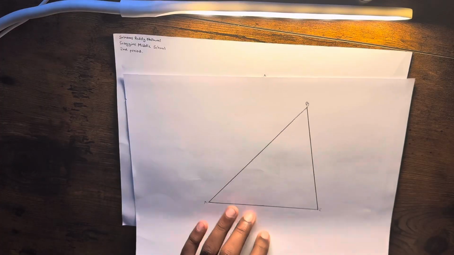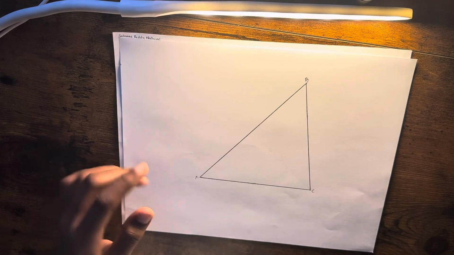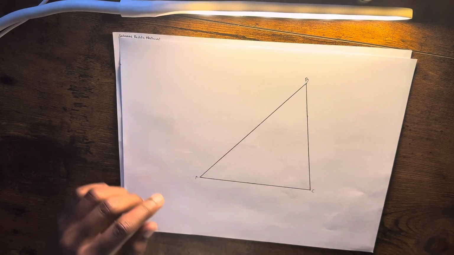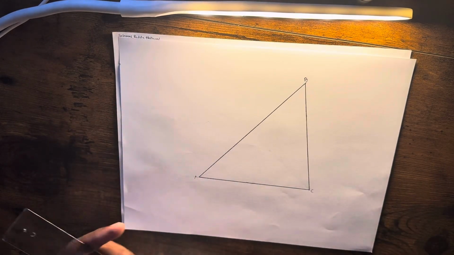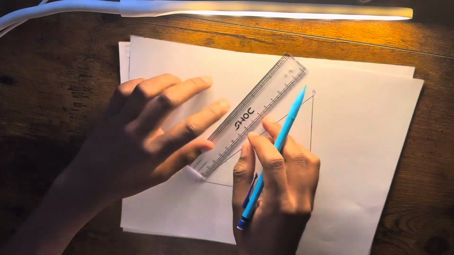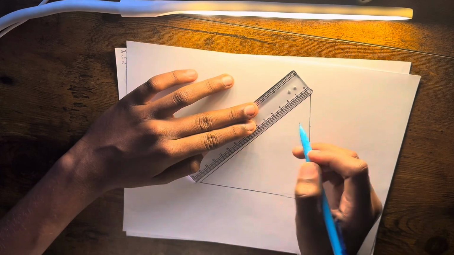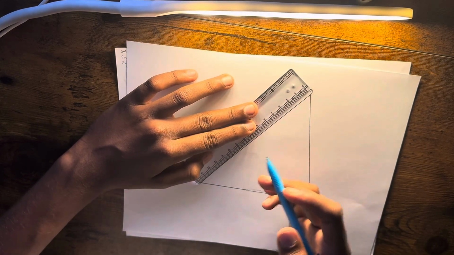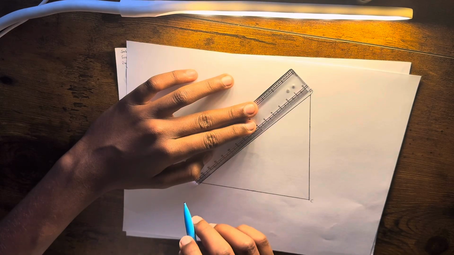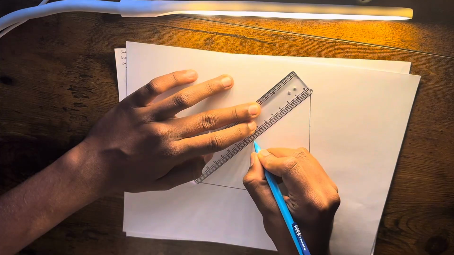Now I'm going to show you how to construct a centroid from scratch. First, I draw my triangle and label the corners A, B, and C. Next, I measure each side with a ruler to find the midpoint. I measure the length, divide it by 2, and mark the middle. These will give us the midpoints, like so.